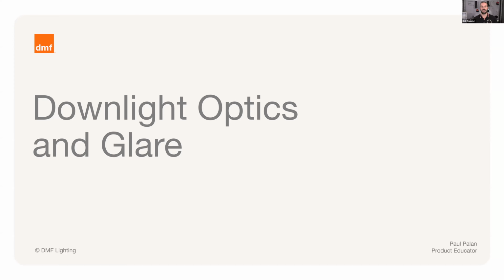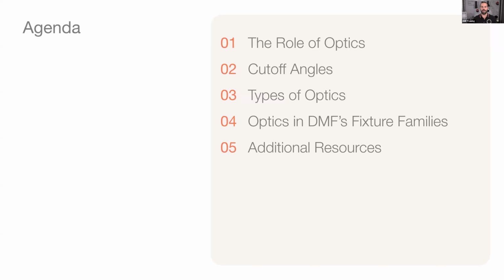It's downlight optics and glare. So we're going to discuss different types of optics that are used within downlighting systems. I'll go a little bit over the role of optics in general and why we use them. Talk a little bit about cutoff angles. They're not directly related to optics, but are pretty important for glare and glare control.